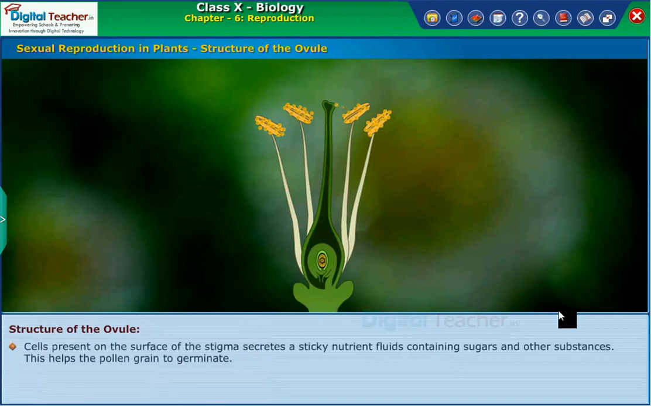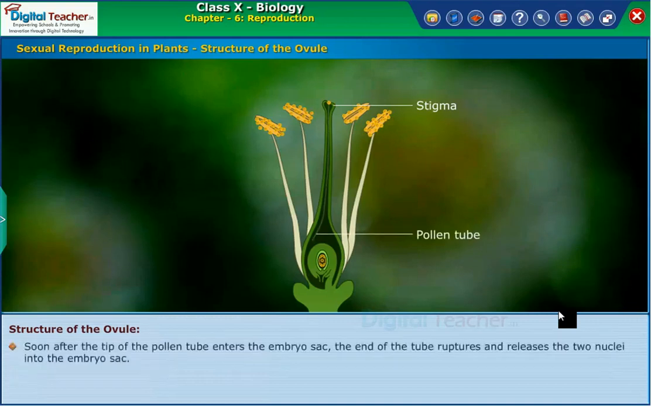Cells present on the surface of the stigma secrete a sticky nutrient fluid containing sugars and other substances. This helps the pollen grain to germinate. Then it forms a pollen tube. Soon after the tip of the pollen tube enters the embryo sac, the end of the tube ruptures and releases the 2 nuclei into the embryo sac.